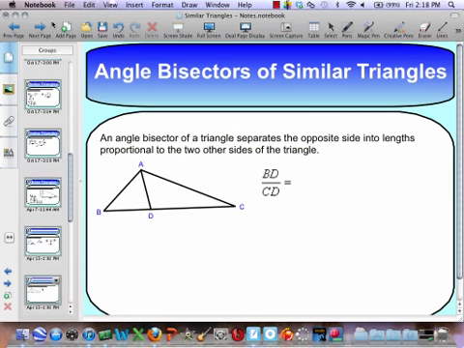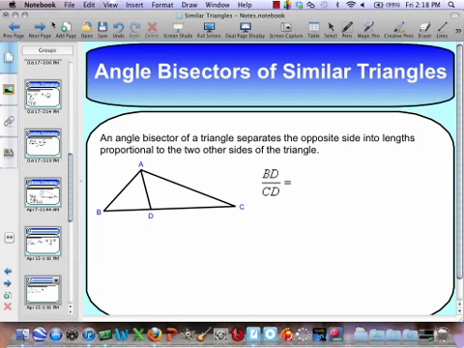Base times side. Alright, this is the one that's really kind of important here. If you have an angle bisector within a single triangle, it creates similar triangles. Very good. Shannon, what'd you get for the area of B?